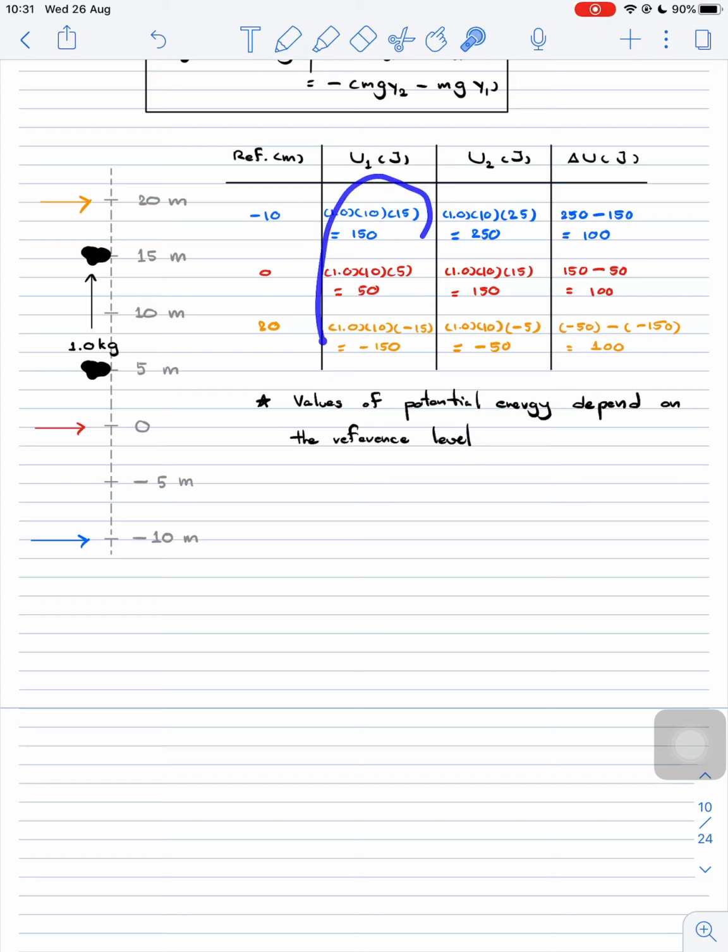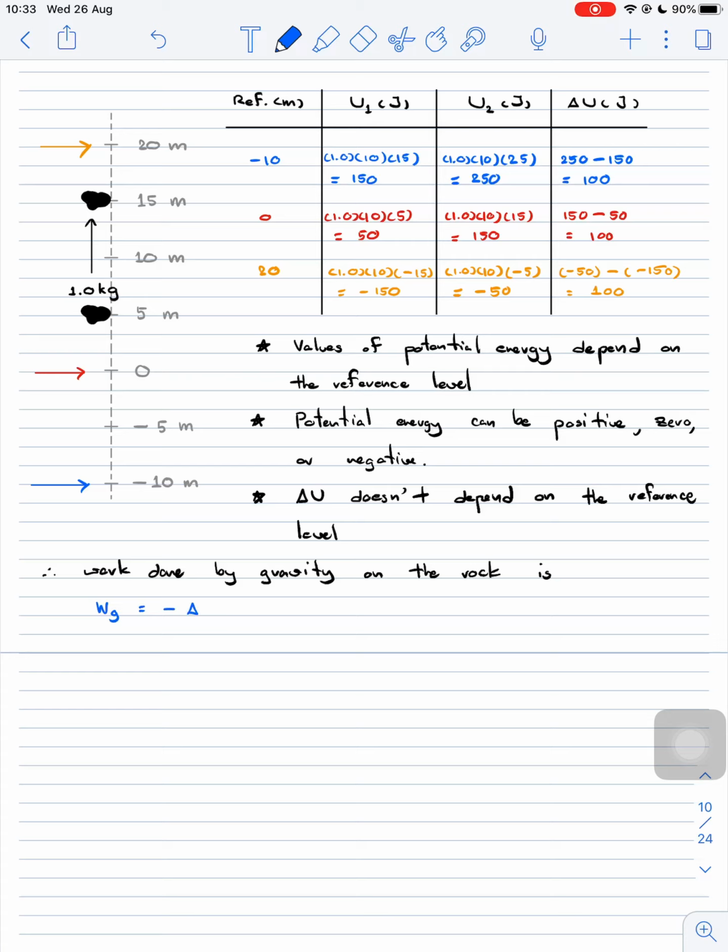So in this case we can see that the work done by the gravity on the rock, so we said this is the rock, is, from the equation Wg equal to minus delta Ug, equal to minus 100 joules. Okay, and that's it. So this will be the answer.